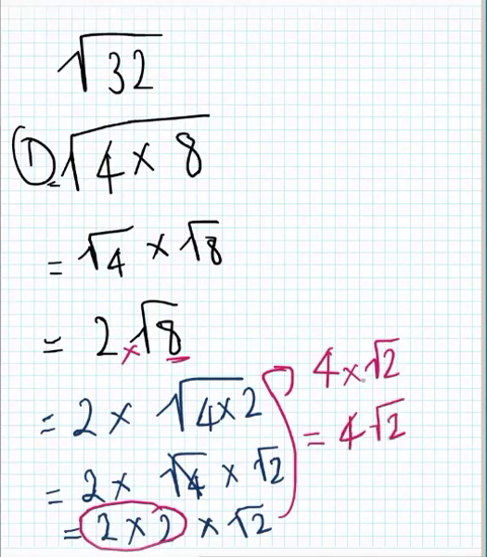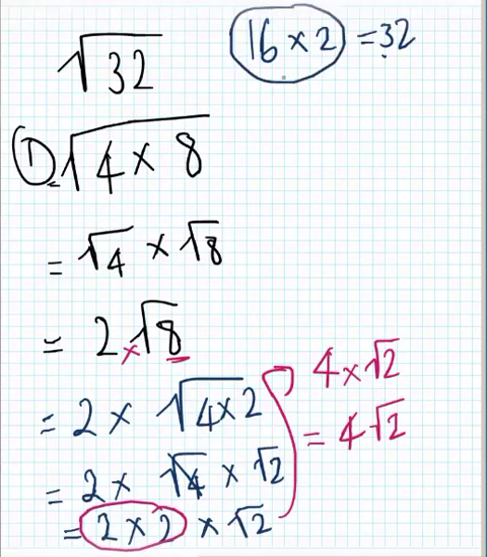So you can see how this way here looks, it took up more space, more working out, and it probably confused you a little bit. And that's because we didn't pick the factor of 32 that was the highest perfect square. Because, in fact, the highest perfect square of 32 as a factor is 16. And 16 times 2 gives us 32. So we should have used these factors here, because 16 is a perfect square. Because 4 times 4 is 16.